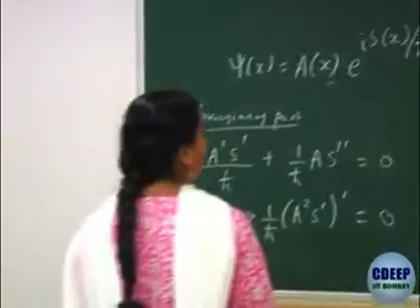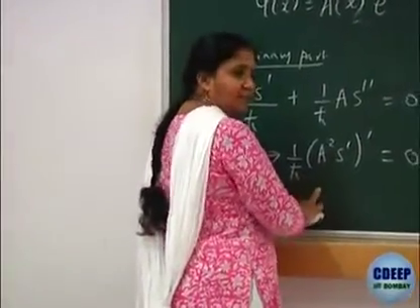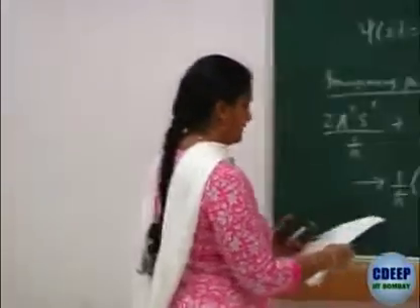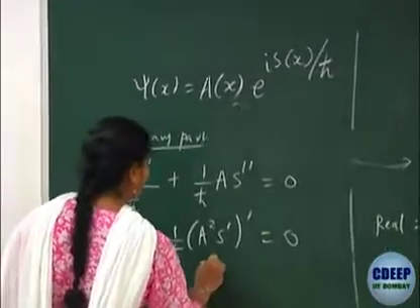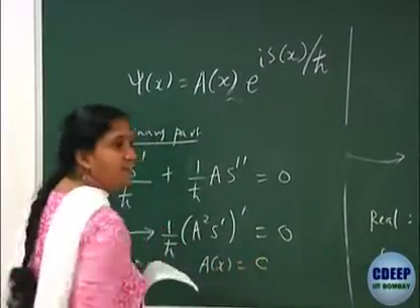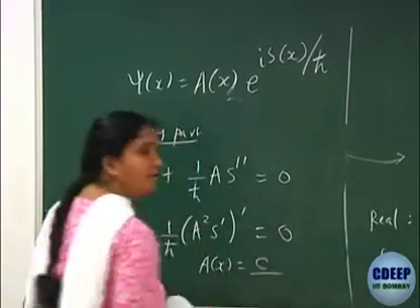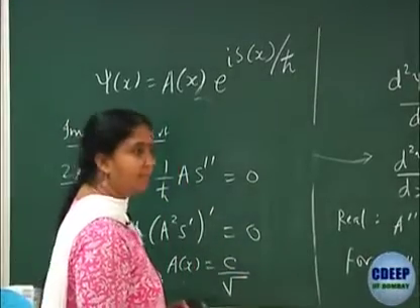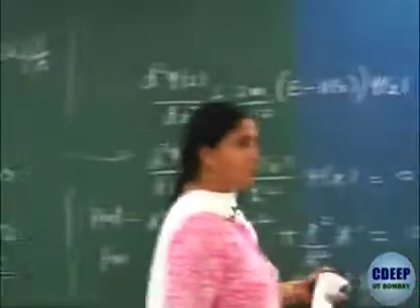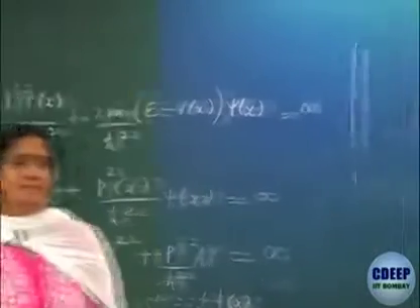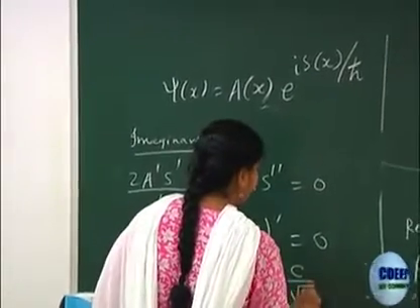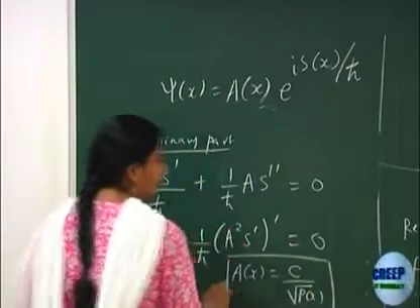So, what is the solution now? From here we can determine what is A. Let us determine A from here. What is A of x? A of x is, up to some normalization, divided by root of S prime, and S prime is what? Plus or minus p. So, you could put it to be p of x.